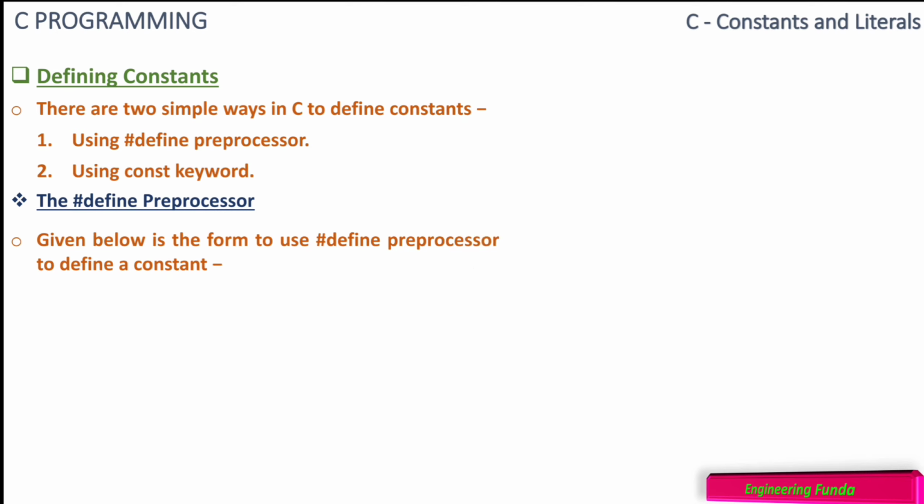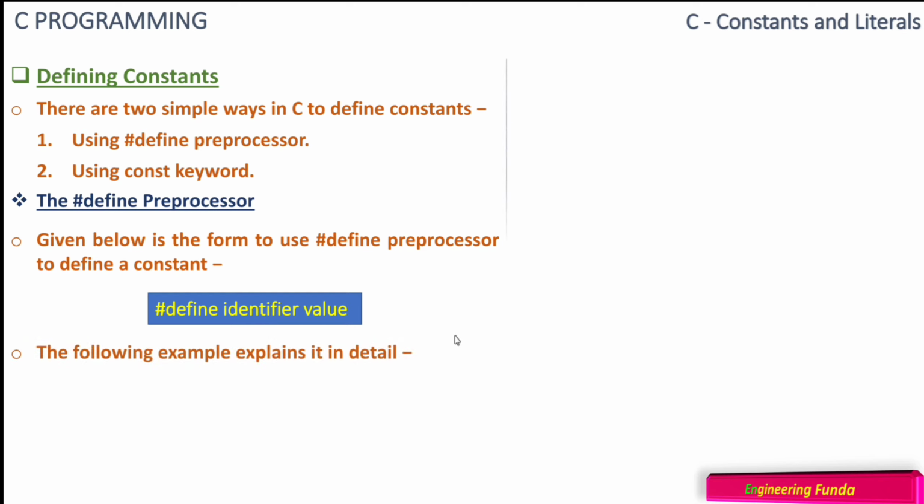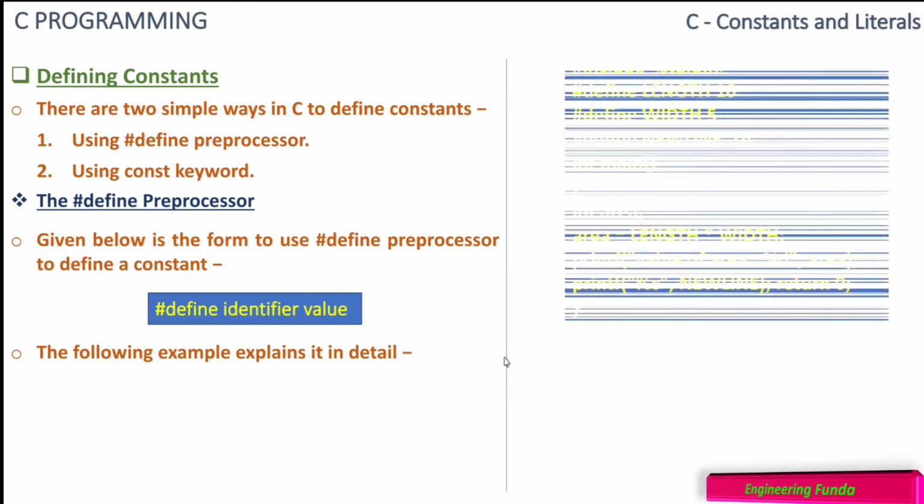Given below is the form to use the #define preprocessor to define a constant. First is the keyword #define, then you can give any identifier name, then a white space and the value. The thing to be noted here is that there is no equal to sign. So you write the keyword #define, then the identifier name and the value. The following example explains this in detail.